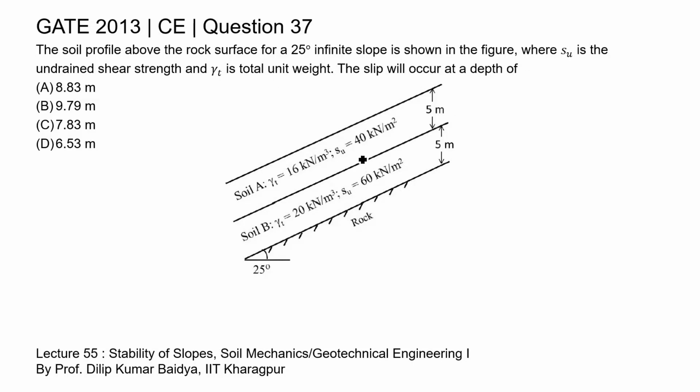So in this question, the soil profile of an infinite slope is given, and different engineering properties of the soil are also depicted in this figure. We need to find at which depth the slip will occur. This question is from the topic of stability of slope. You may study in detail about the different stability conditions for different types of slope by watching lecture 55, Stability of Slopes, Soil Mechanics Geotechnical Engineering 1 by Professor Dilip Kumar Baid, IIT Kharagpur.